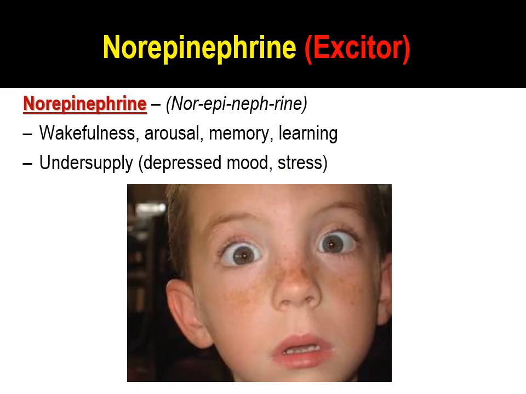Norepinephrine is for wakefulness, arousal, memory, learning. Not enough norepinephrine can lead to depressed mood. We see norepinephrine around stress. When we talk about an EpiPen with allergies, it's either epinephrine or norepinephrine that we're typically using when we're talking about having some sort of reaction.